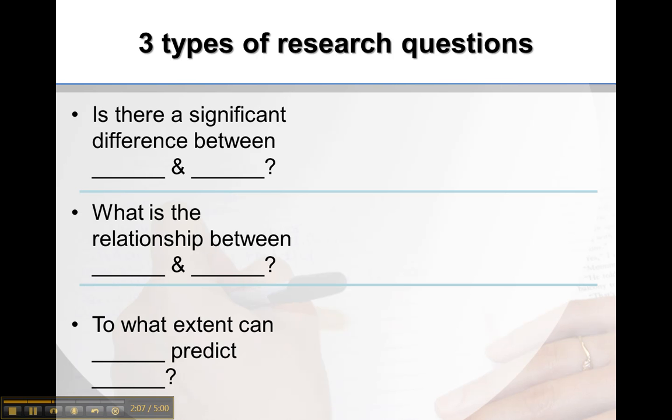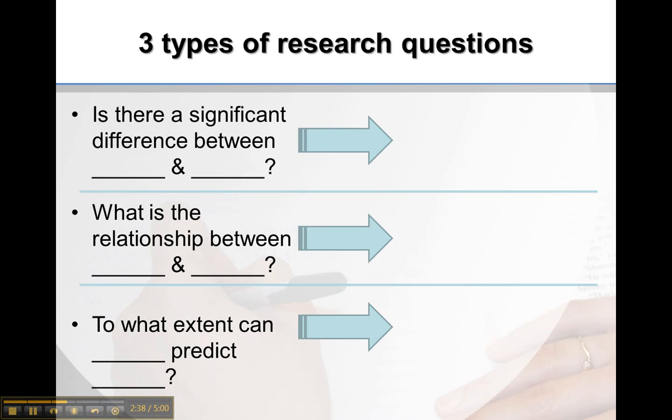The third and final type of research question for quantitative research is, to what extent can one thing predict another thing? And so this is going to be where we know two variables have a relationship, and we want to know if we can predict from one to the other. You might ask, to what extent can the number of years that a teacher has in the classroom predict her students' success on a certain test that you choose? And so those are really the three kinds of questions we could ask.